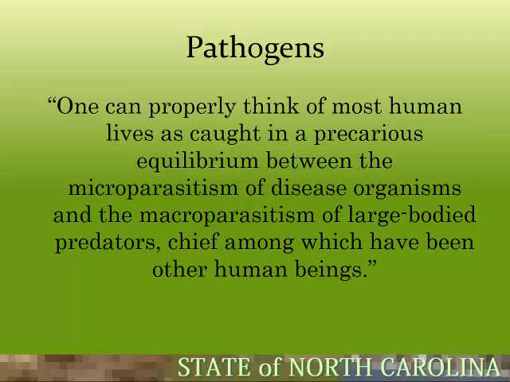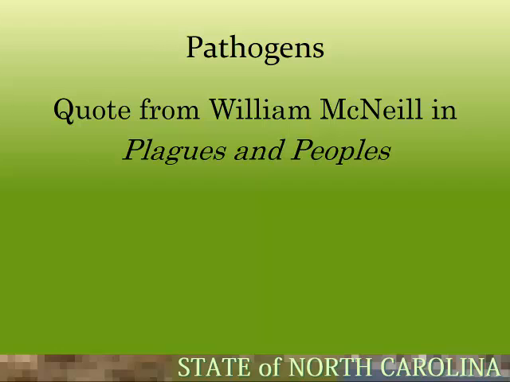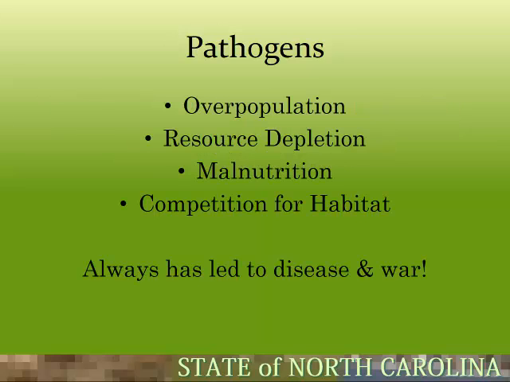Pathogens. One can properly think of most human lives as caught in a precarious equilibrium between the microparasitism of disease organisms and the macroparasitism of large body predators, chief among which have been other human beings. And that is a quote from William McNeill in his book Plagues and Peoples. The one thing that could wipe humans off the face of this earth is a virus.